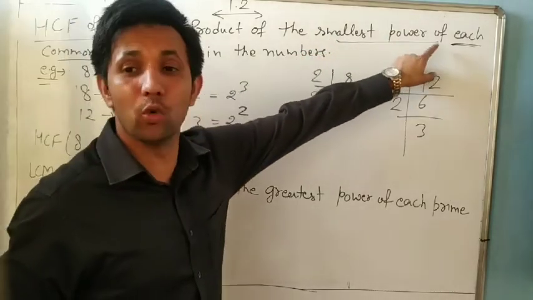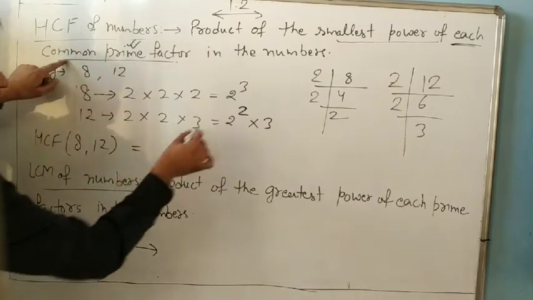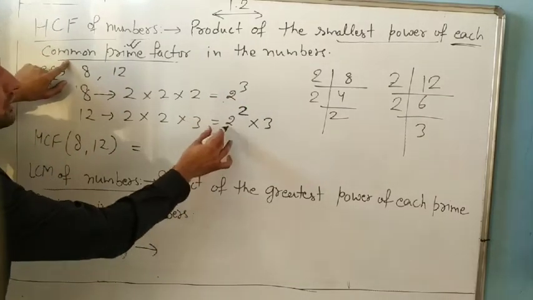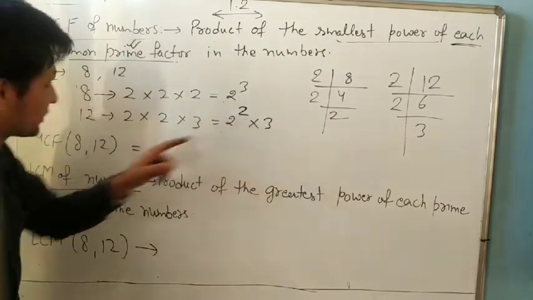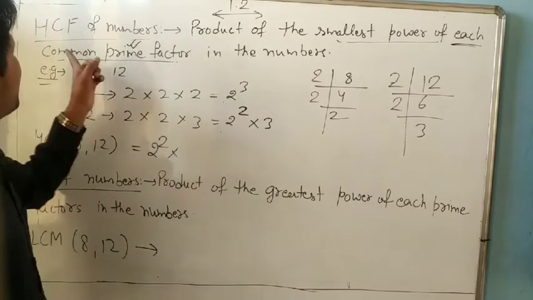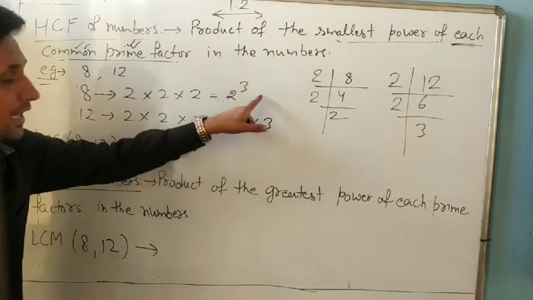Now, the smallest power of each common prime factor. So is 2 common or not? 2 is common. And what is the power? Smallest power. So which one is smaller, 3 or 2? 2 is smallest. So 2 into 2 for the common factor. Any other common factor? Here is 3 but here there is no 3.